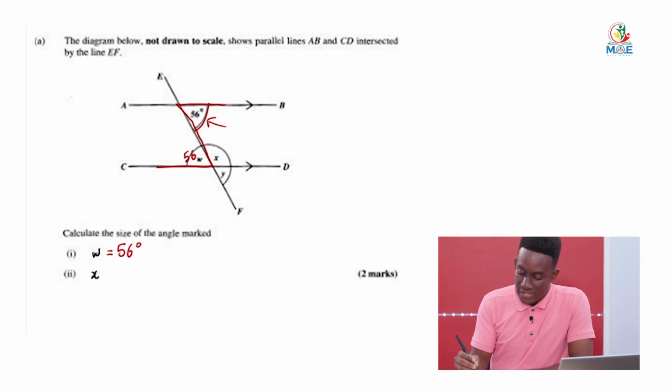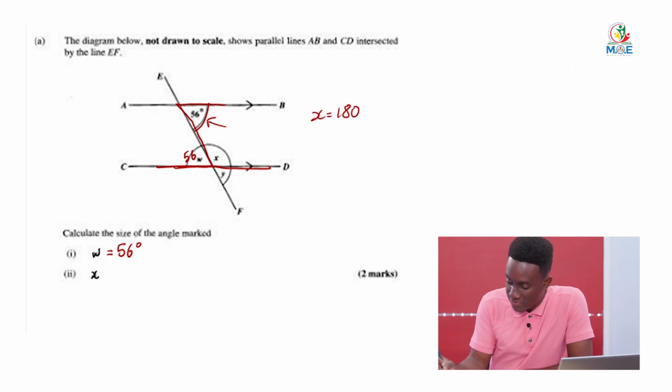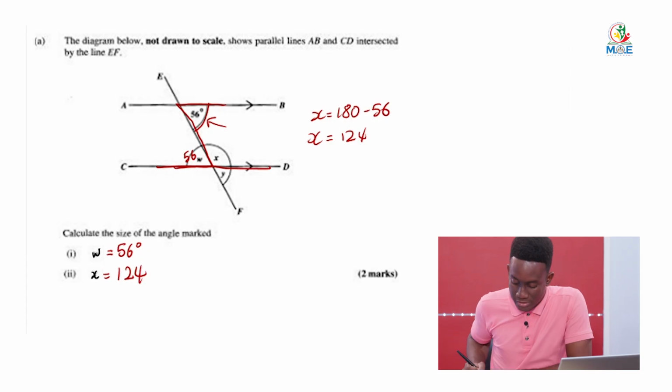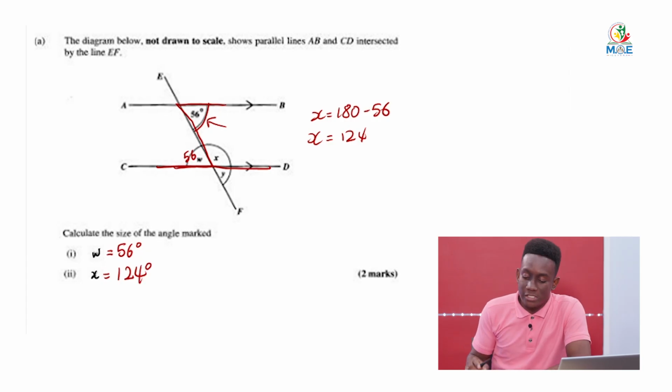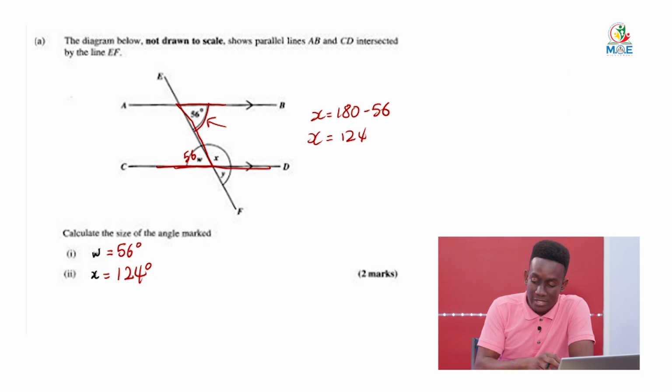And next, they want us to find X. Since W is equal to 56 degrees, we can see a straight line being formed here. So X would simply be equal to 180 minus 56. So X is equal to 124 degrees. They did not ask for a reason, so we don't need to put any reason. They just ask for the size of the angle marked.